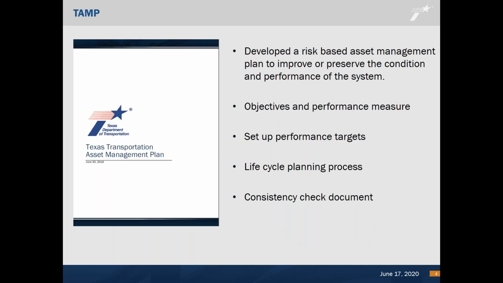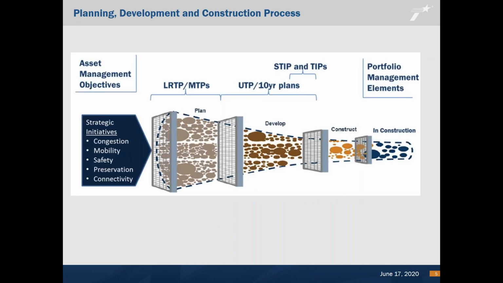We, like all other state DOTs, developed a risk-based asset management plan, and we stated our objectives and performance measures and set up our performance targets for the interstate and non-interstate, and we went through the life cycle planning process in our TAMP. We submitted our consistency check document last year. We're working on putting together our consistency check document for this year. We are on track to submit our consistency check document to the feds before the deadline of July 1st.